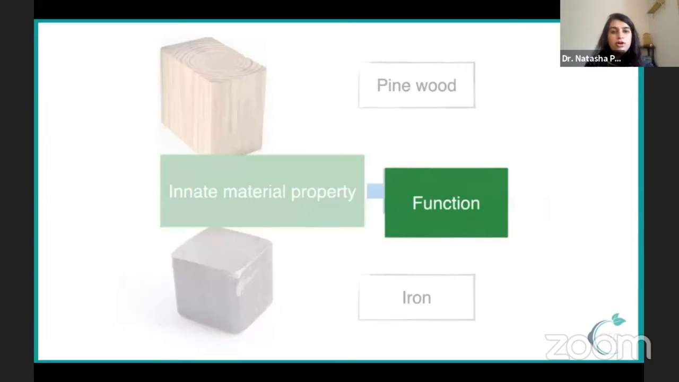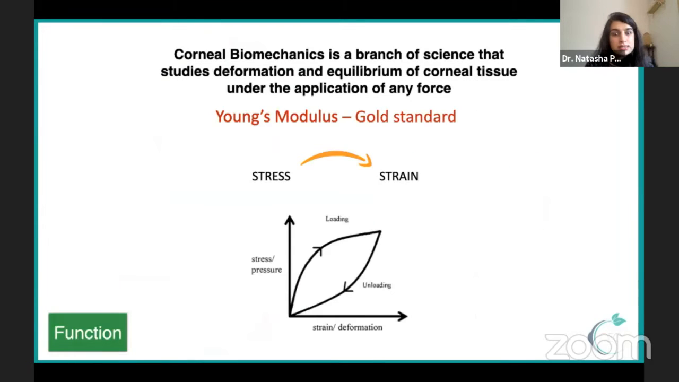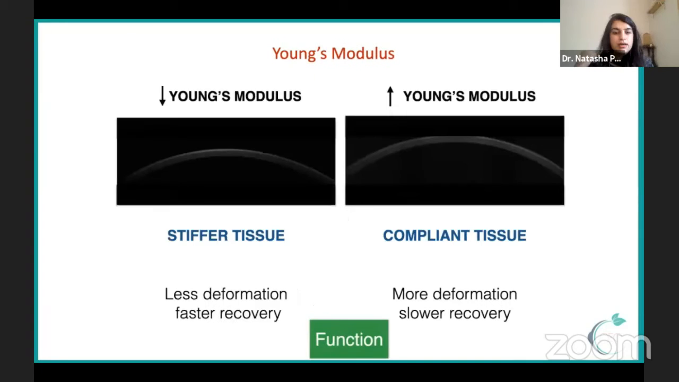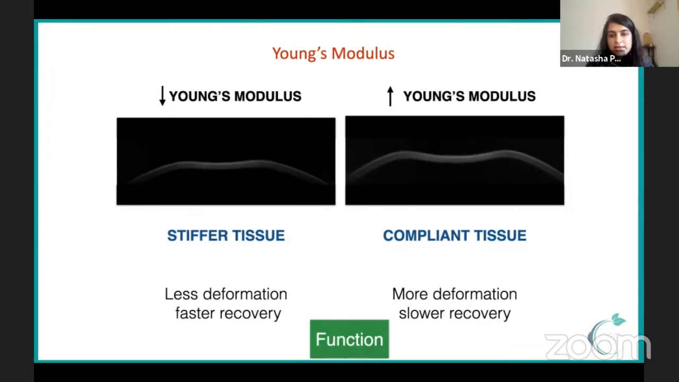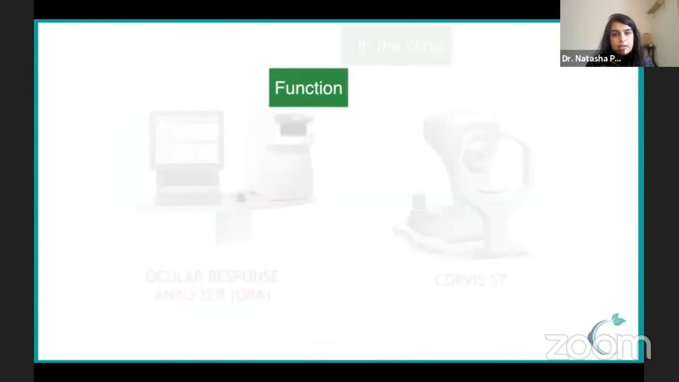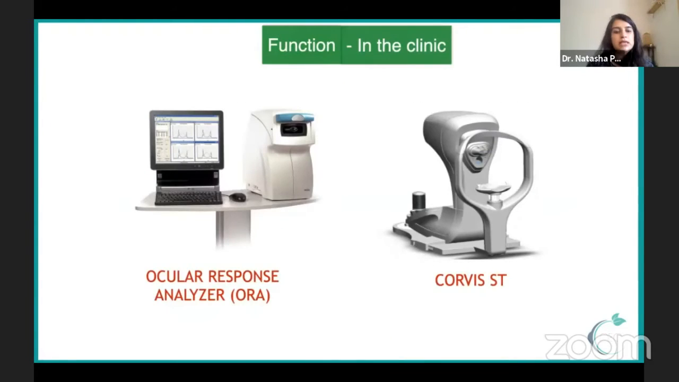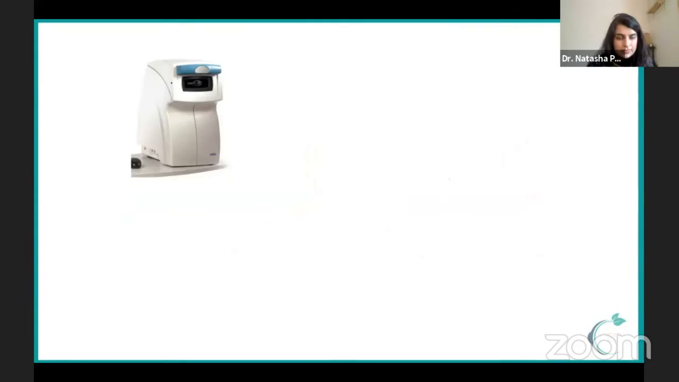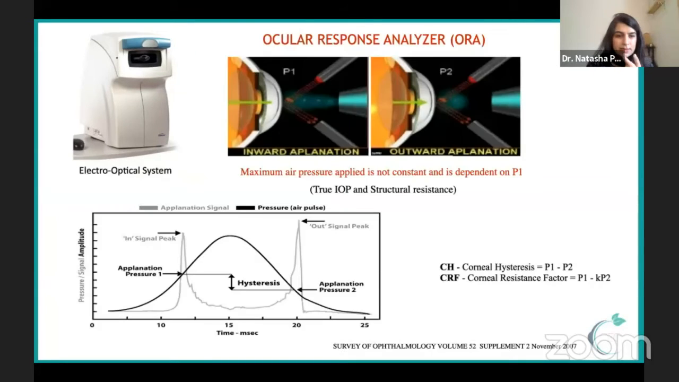A true way of measuring Young's modulus is not currently available in the clinic. What Young's modulus essentially tells us is that if the cornea is stiffer, the Young's modulus is higher, and if the cornea is more compliant, more soft, the Young's modulus is lower. Now, this function in the clinic is given by two clinically available tools, which are the Ocular Response Analyzer, or ORA, and Corvis ST. Let's look at both of them step by step.